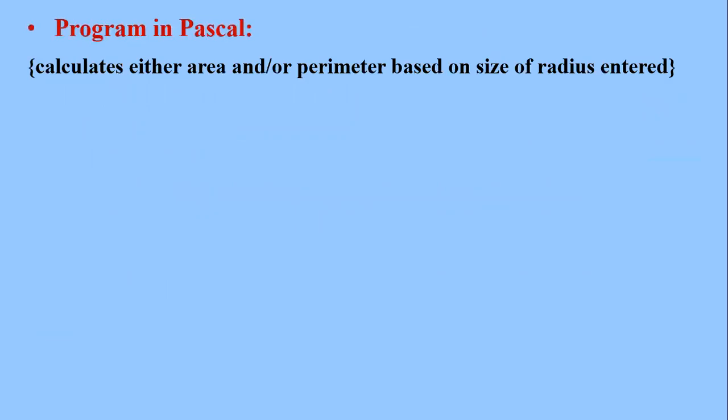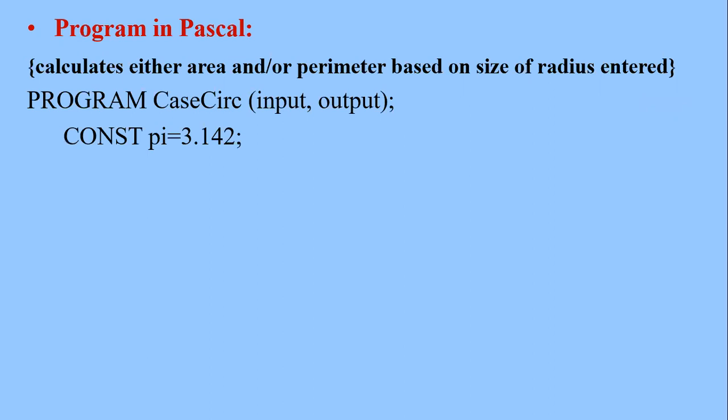Let's see how we do it in Pascal and C in terms of programs. So a Pascal program for calculating the area and perimeter based on the size of the radius entered. This program is similar to what we had in the nested if. The only difference is that now we are making use of case in Pascal. My program name is case circle. Declare the constant pi, initialize it with 3.142. We declare our variables perimeter, radius, and area of type real.